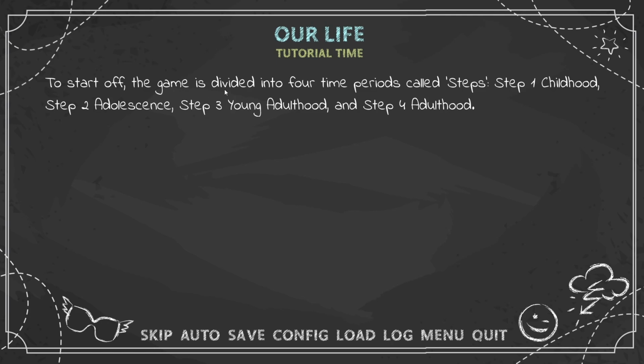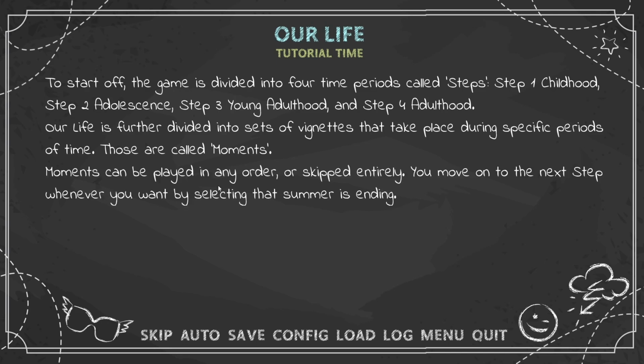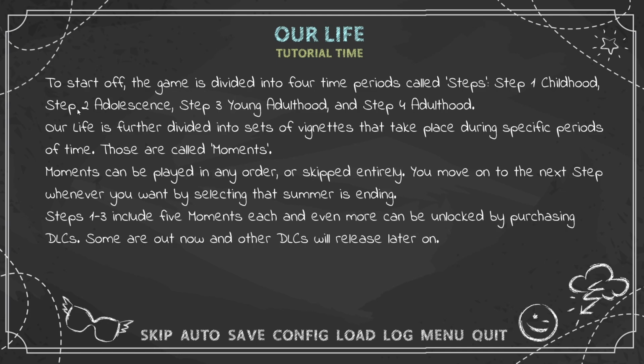To start off, the game is divided into 4 time periods called steps. Step 1 is childhood, Step 2 is adolescence, Step 3 is young adulthood, and Step 4 is adulthood. Our Life is further divided into sets of vignettes that take place during specific periods of time. These are called moments. Moments can be played in any order or skipped entirely. You move on to the next step whenever you want to by selecting "the summer is ending."